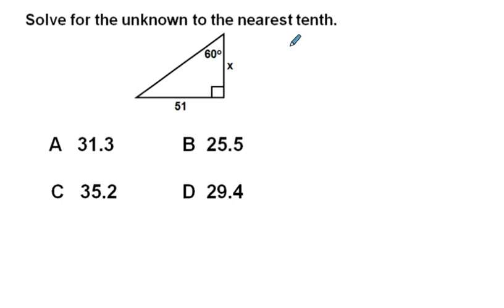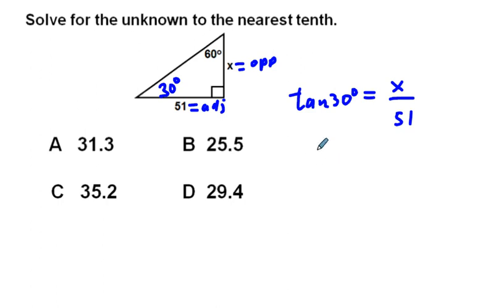Next, solve for the unknown to the nearest tenth. Here we can do this a number of different ways. We have a 30, 60, 90 right triangle. If we use our 30 degrees down here, x is our opposite, and 51 down here is our adjacent. Well, tangent 30 degrees equals x over 51, so x equals 51 tangent 30 degrees.